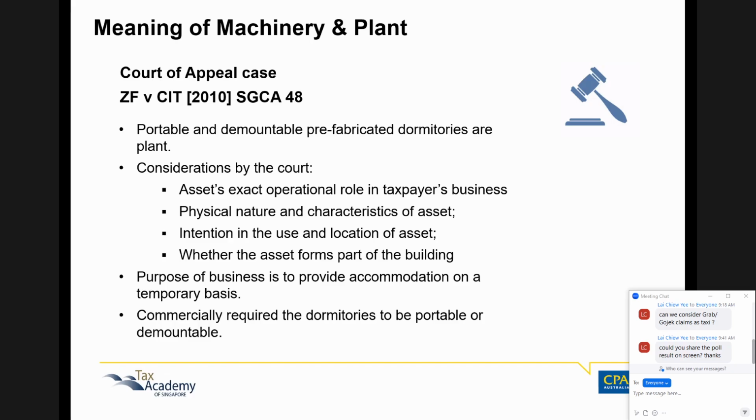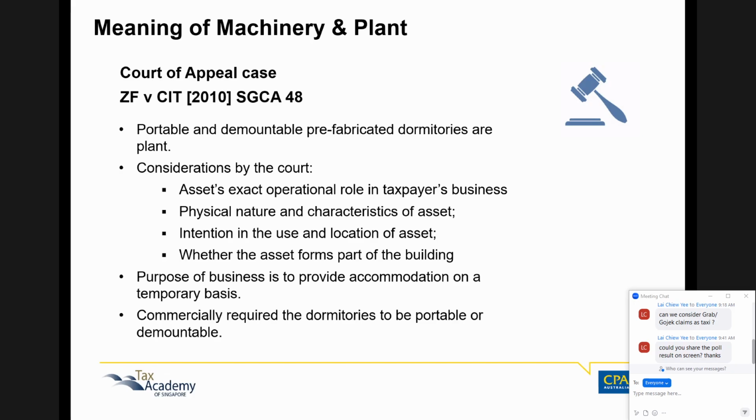So the question there is whether this building is a premise, because if you look at it, dormitories are a place for people to rest, right? So that is the question in dispute. In this case, the Comptroller of Income Tax said that this is a premise, it's not a plant itself. But the court has actually considered various points.